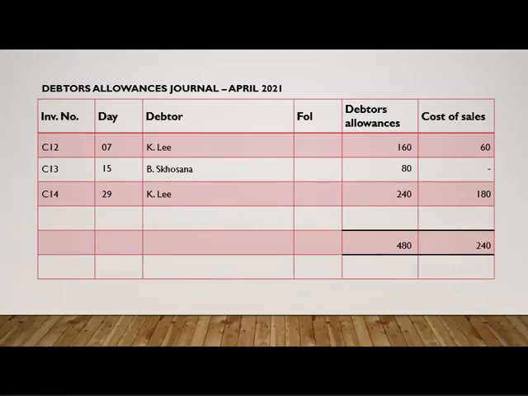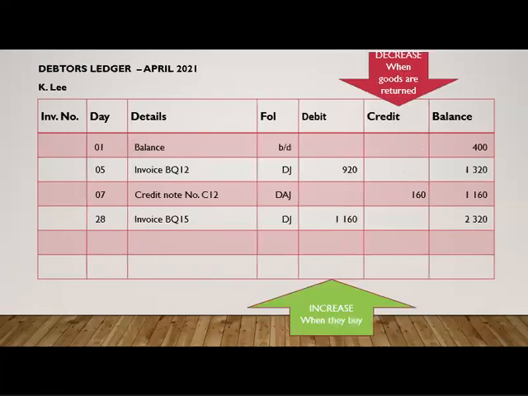That also affects Kaylee's account. It will reduce Kaylee's account. The return of goods reduces the debtors ledger by the selling price on the credit side. Note that under folio I wrote debtors allowances journal. You will take the 2,320 minus 240. It'll give us 2,080. Highlight it as well.